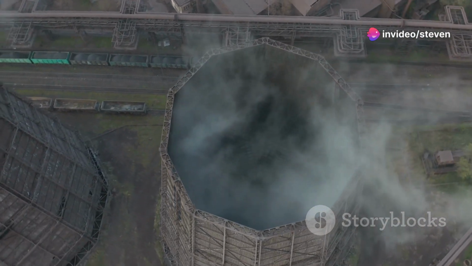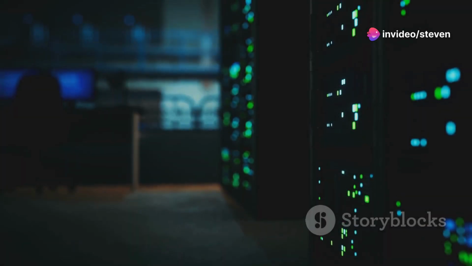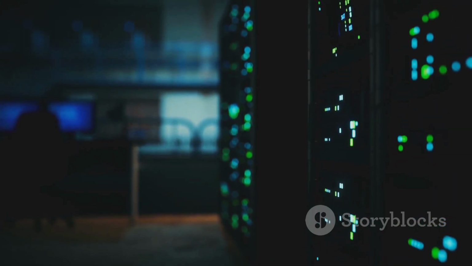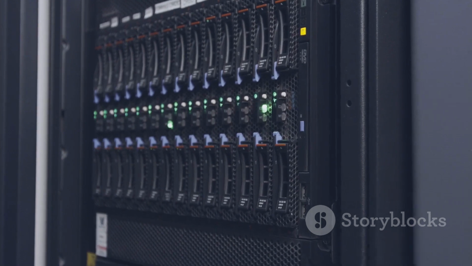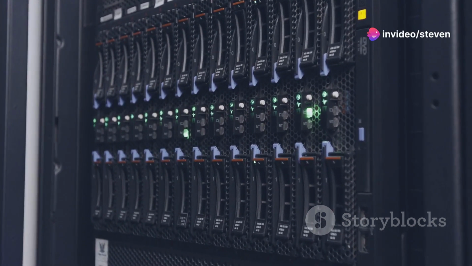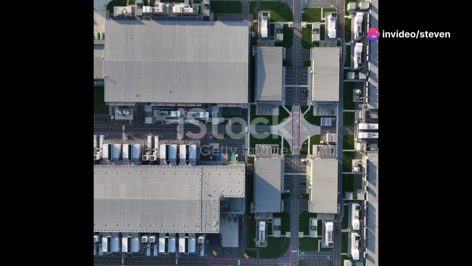Efforts are underway to make data centers more sustainable. Many companies are investing in renewable energy sources to power their data centers, reducing their reliance on fossil fuels. Additionally, there is growing interest in more efficient cooling technologies, such as liquid cooling, which can significantly reduce energy consumption.